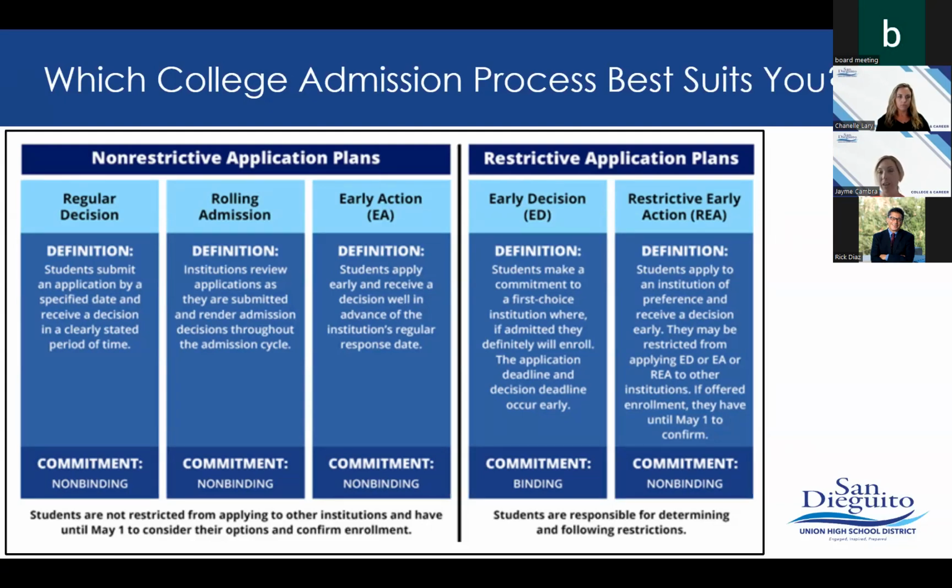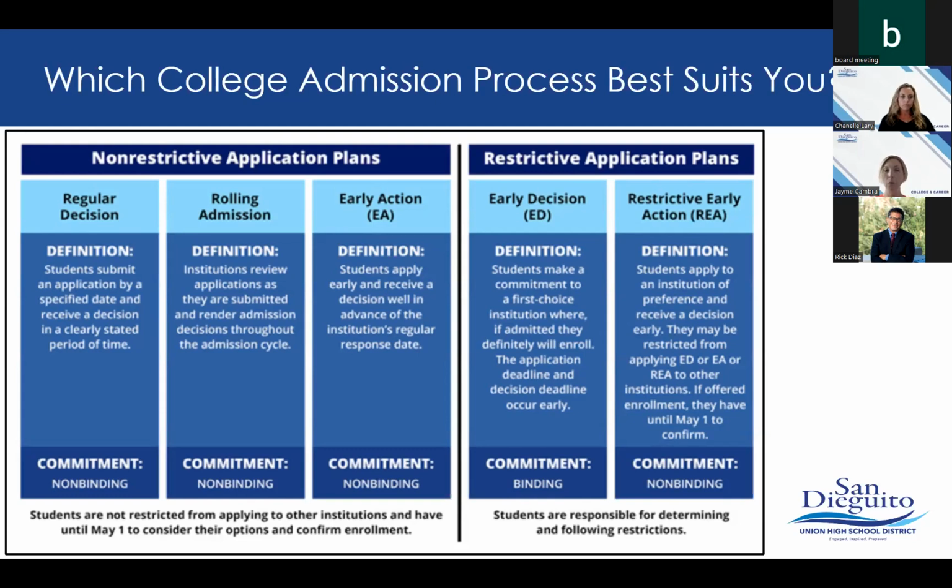So the non-restrictive, which is most traditional, regular decision. Those are colleges where a student will submit an application by a specified date. It's really important that the application is submitted by that date. They do not typically accept applications after that date, so it needs to be before the date. And then they will receive information if they're admitted or not, also by a certain date or a window of time that the college will communicate. So that's non-binding. Again, this is traditional: the student will apply to whatever number of colleges that they want.